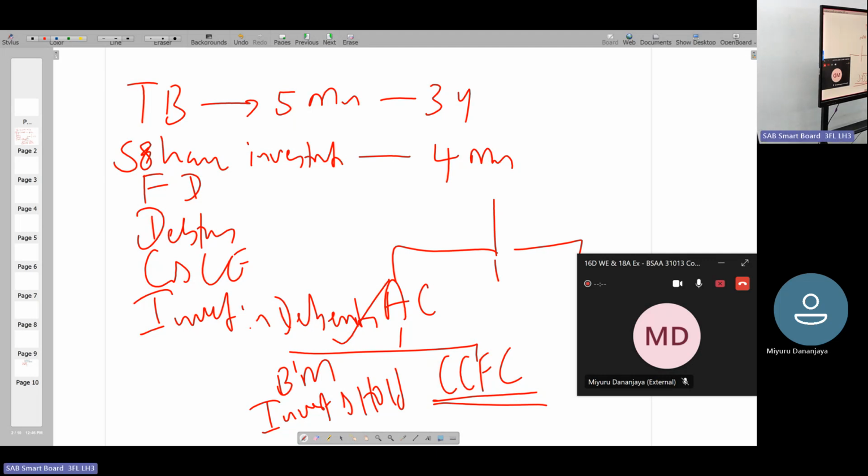Let's say there is a financial asset. We cannot categorize it as either amortized cost or fair value through OCI. So it has to go to fair value through P&L. The balance account. That's how they have defined fair value through P&L. Fair value through profit and loss.